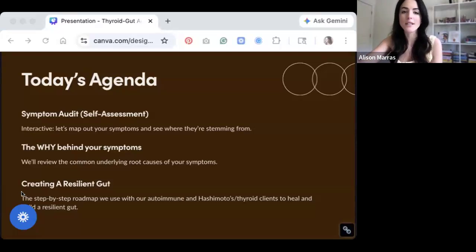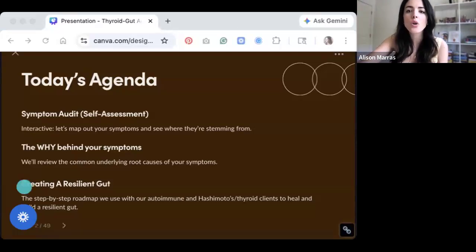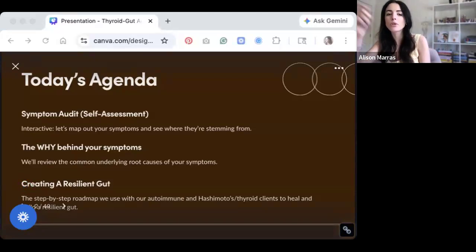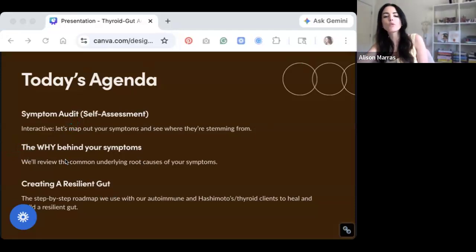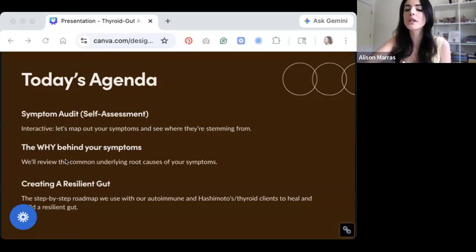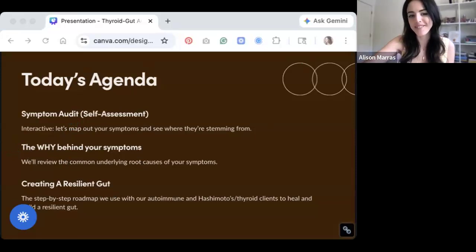All right, so this is today's agenda. We are going to jump right into the symptom audit. If you have pen and paper handy, or you want to use your notes app, that's fine. It's going to be really interactive. We're going to map out your symptoms and see where they're stemming from. Then I'm going to teach a little bit more about the why behind these symptoms. We're going to review the most common underlying root causes for these symptoms. And then we're going to dive into creating a resilient gut, because that's what we need to do in order to heal. That's going to be more of a step-by-step roadmap we use with our autoimmune and Hashimoto's thyroid clients to heal and build a resilient gut.